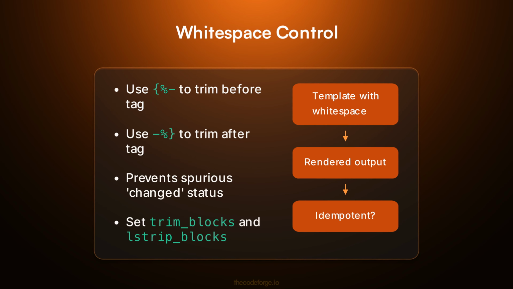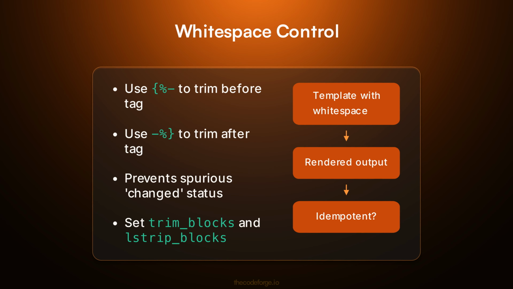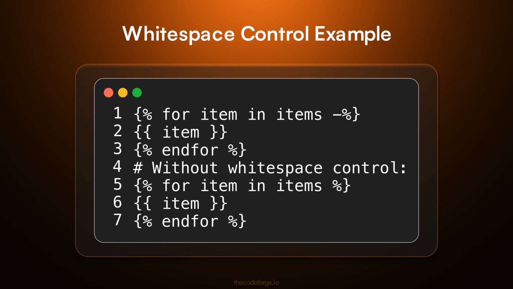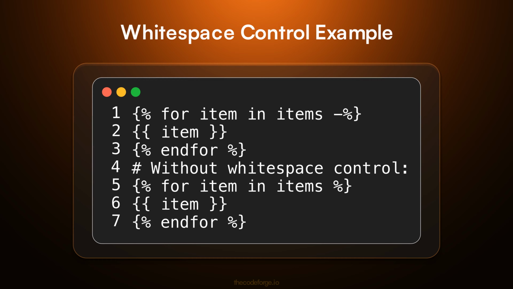Whitespace control is the one cause of spurious changed status. Use {%- and -%} to trim whitespace around tags. You can also set trim_blocks equals true and lstrip_blocks equals true in ansible.cfg to reduce issues globally. The first loop uses -%} to trim the newline after the for tag, preventing blank lines. The second loop without control may introduce extra whitespace. Always use diff to see invisible whitespace differences.